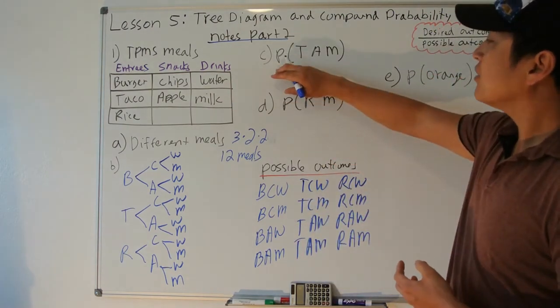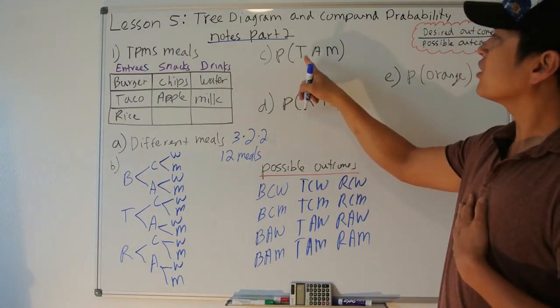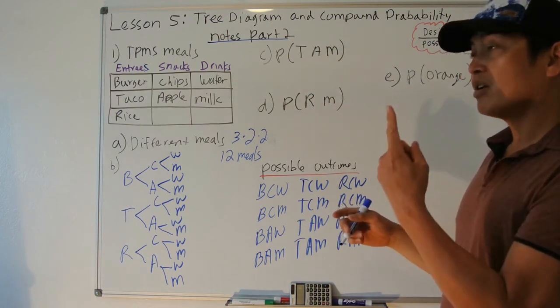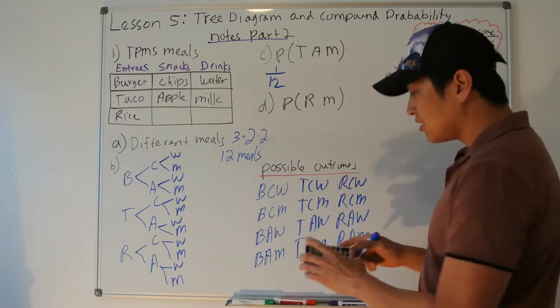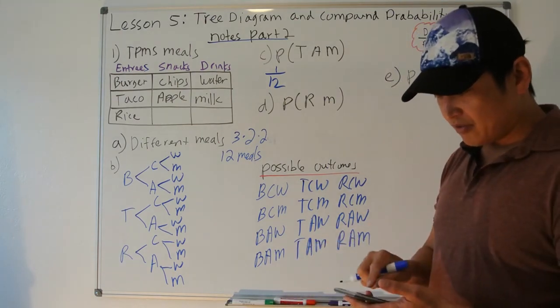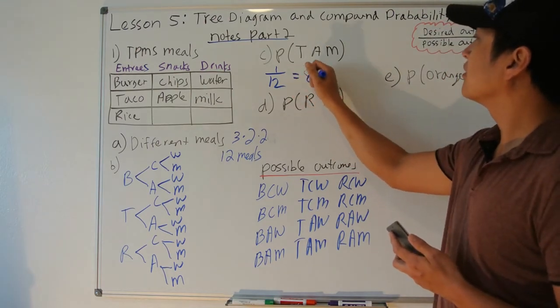Let's go ahead and do C. What's the probability of getting tacos, apples, and milk? Looks like there's only 1 option for that one. So 1 out of 12. Again, take out your calculator. You just go ahead and do 1 divided by 12. You should have around 8.3%.